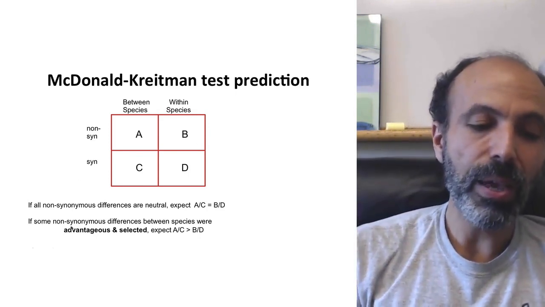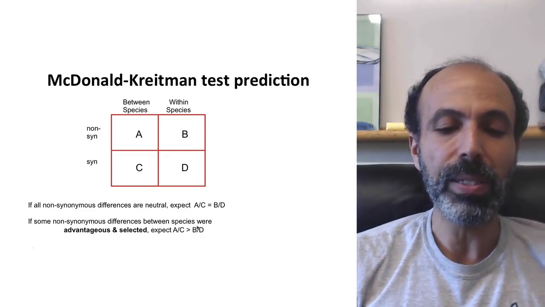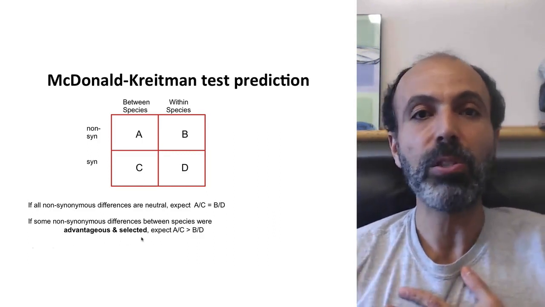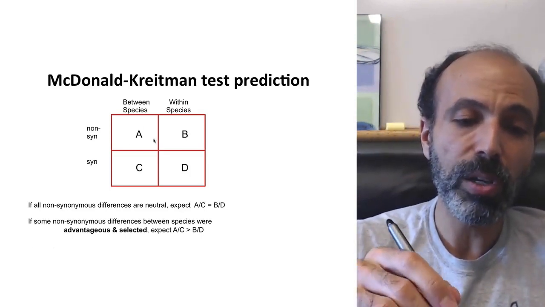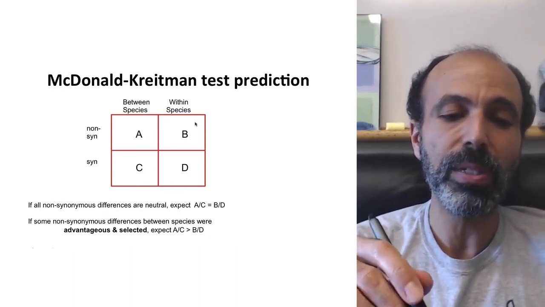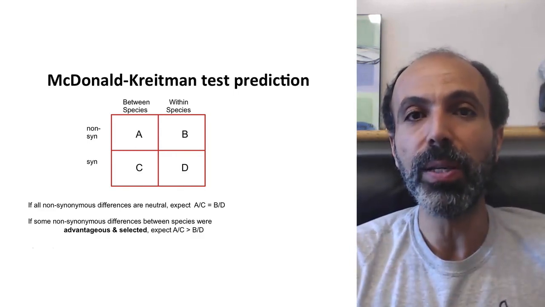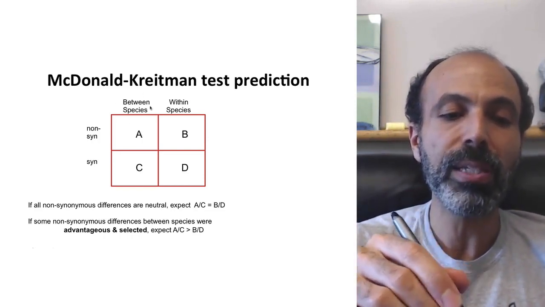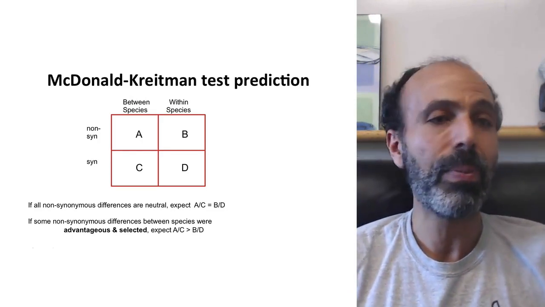In contrast, if some, or especially if there's a lot of non-synonymous differences between species that were advantageous and selected, let's say something helped us humans be able to digest things that are unique to our diet better, then this ratio should be greater than this ratio. That the A over C should be greater than B over D. Okay? That what's happened then is these differences will have spread within humans. They are changing the amino acid variation. Since they spread within humans, they are now a between species difference. They're not something that's neutral, that's just kind of hanging out in the population.